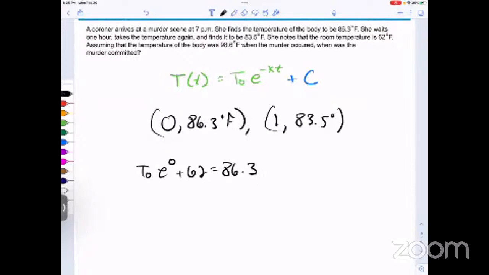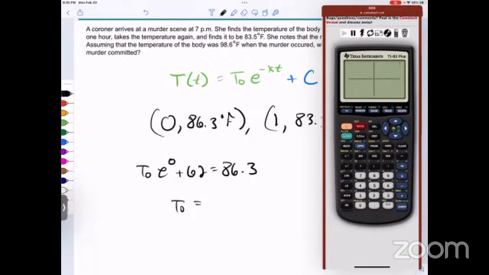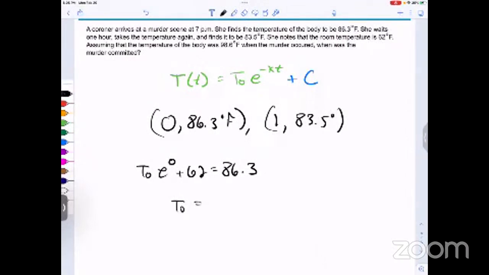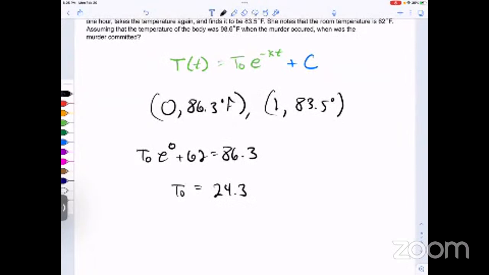Long story short, T naught is going to be 86 minus the 62. So let's do the 86.3 minus 62. Then 24.3. So that's just a constant. 24.3. Okay. We got T naught. So it looks like our temperature of the body based on time is going to be just this constant times e to the, we have our K.